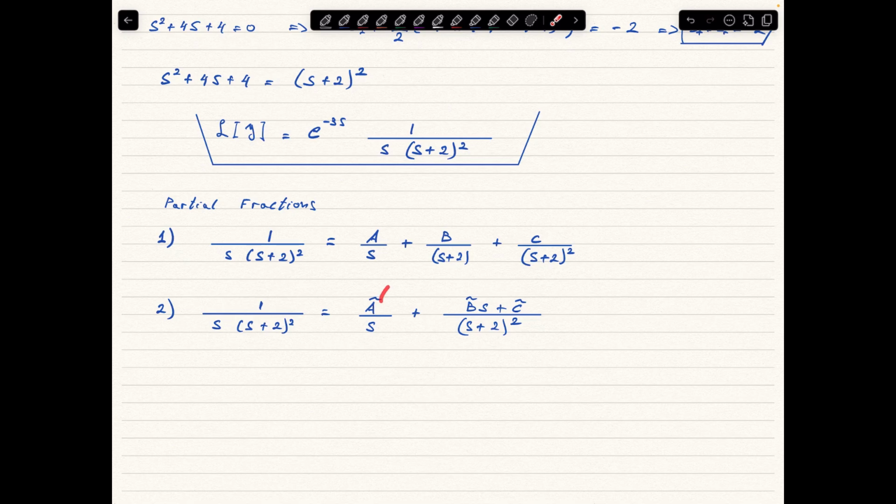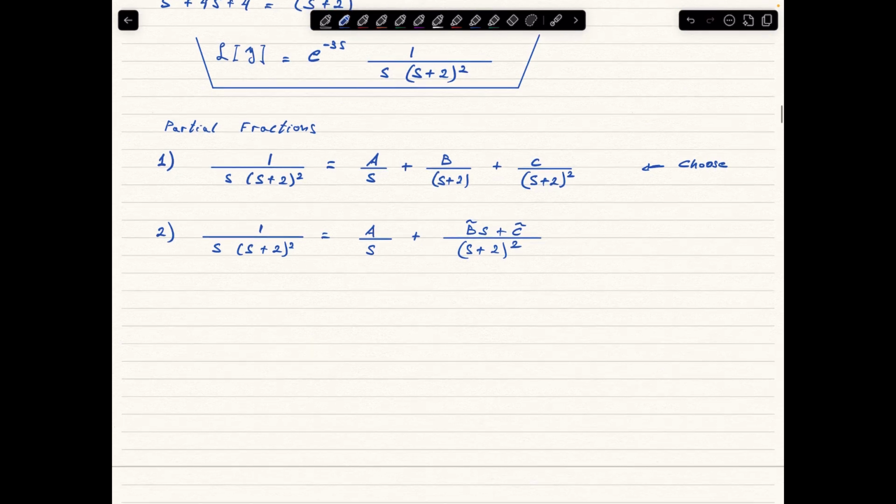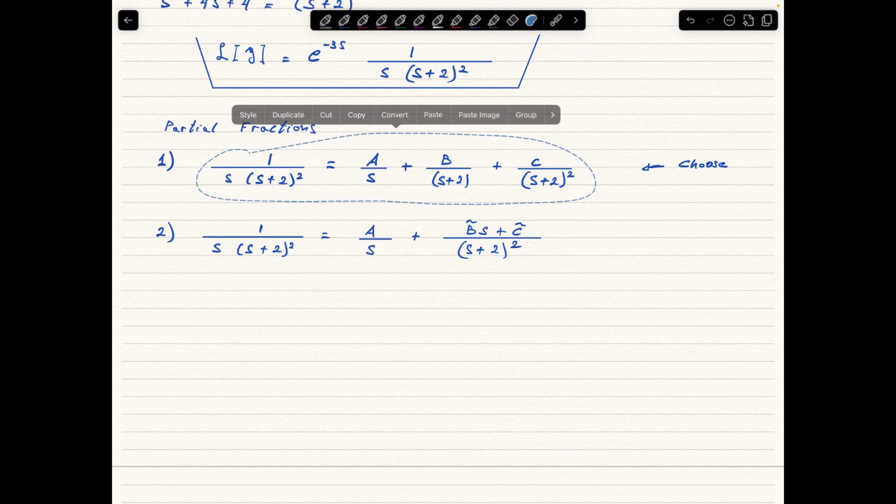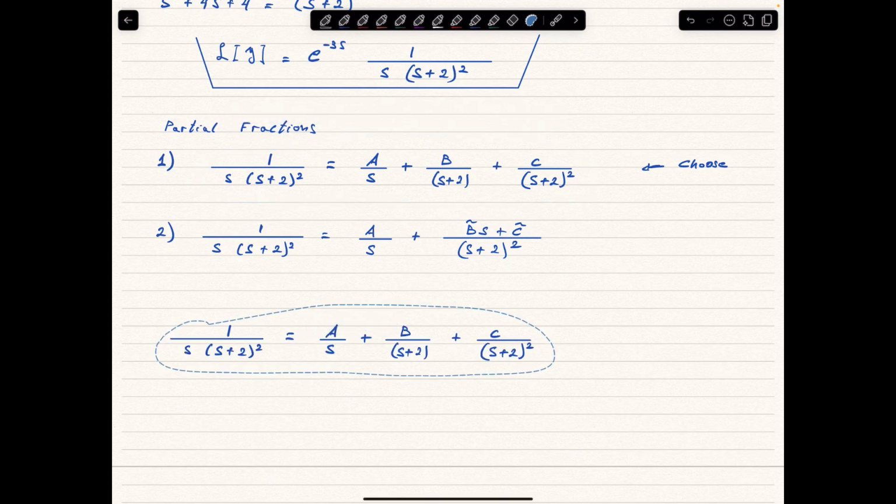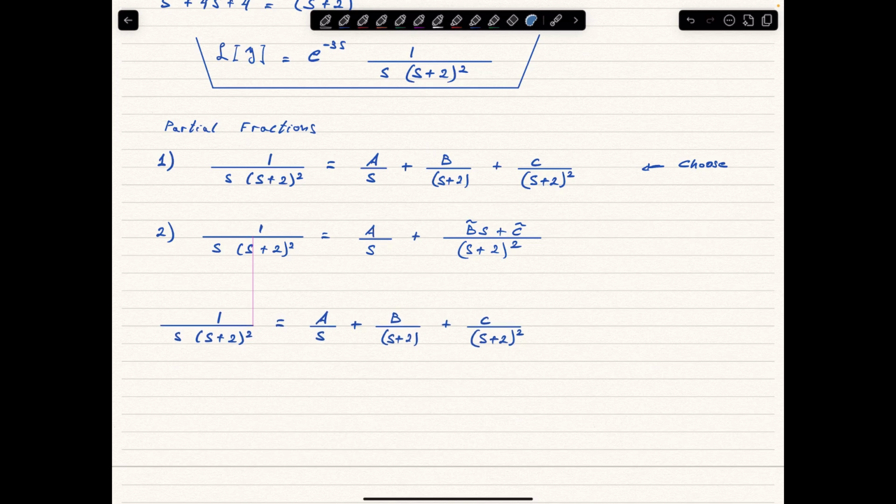There is a way to relate the constants b and c with b tilde and c tilde. So this is the same decomposition. They are equivalent. So we have to choose one. We're going to choose the first one for no reason. Okay, we choose the first one. So let's copy the decomposition here. Copy, paste. Let's work with this decomposition.